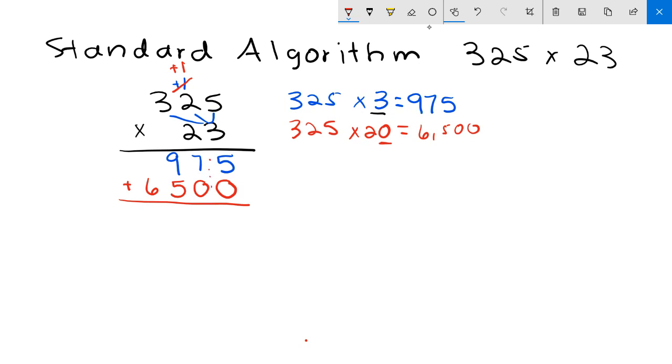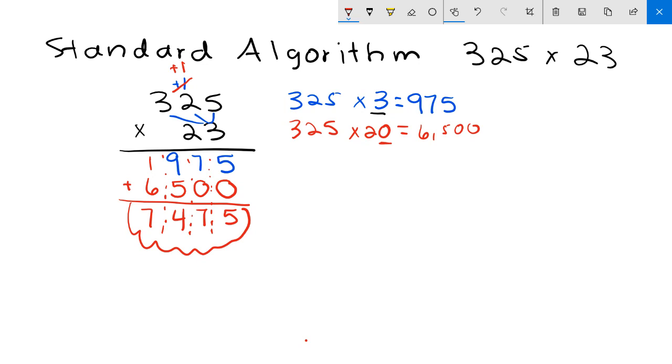And remember, I line them up nicely so they stay aligned. If students do not line these up nicely, you're going to get a wrong answer. 5 plus 0 is 5, 7 plus 0 is 7, 9 plus 5 is 14, carry the 1. Okay, 6 plus 1 is 7. So my answer is 7,475. Okay, so those were the 3 ways we learned: area model, partial products, and standard algorithm.